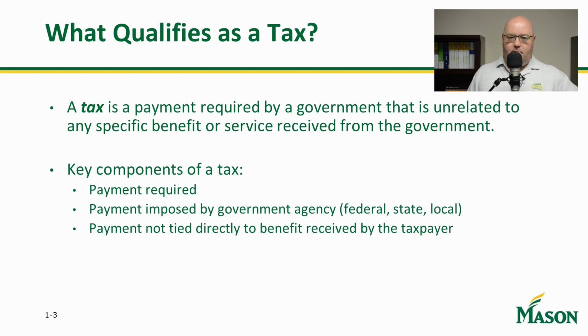The way it works is that they pass a levy. Everyone gets collected on whether they want to pay that or not. It's seen as, we're going to provide those services in order to make things better for our city, but at the same time, it's not specifically identified with that service. So the key components of a tax: payment is required, payment is imposed by a government authority, federal, state, or local, and it must not be tied directly to a benefit received by the taxpayer.